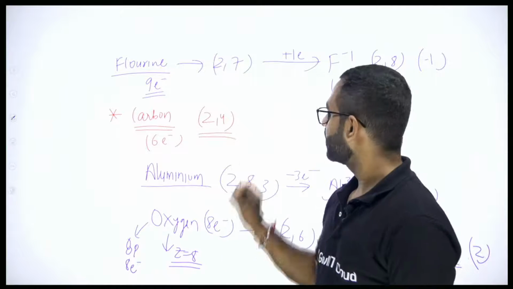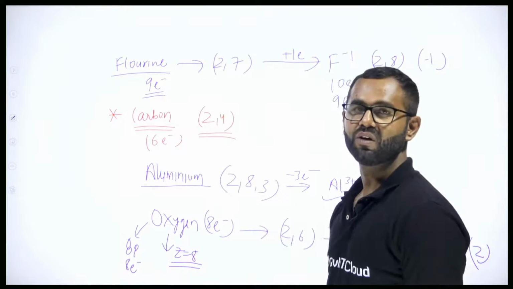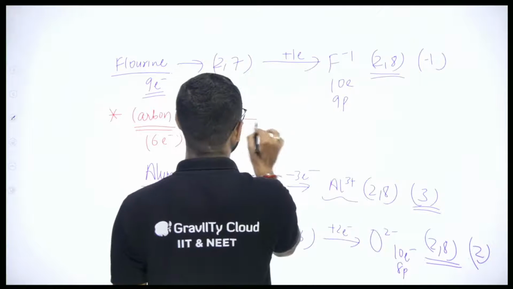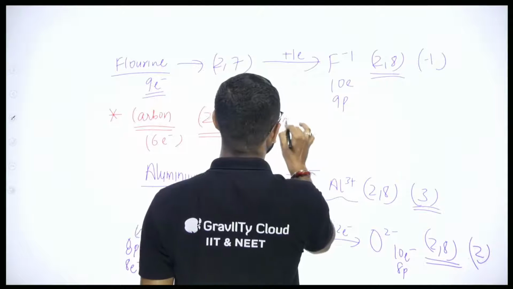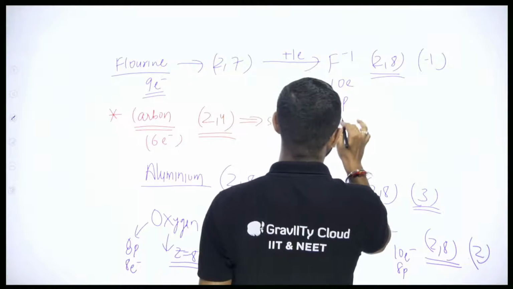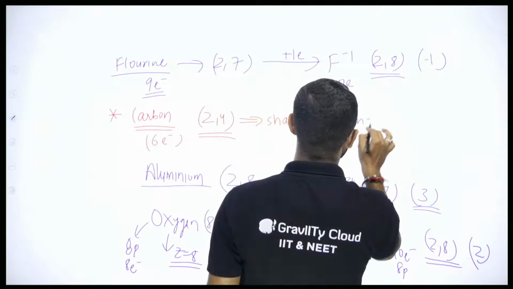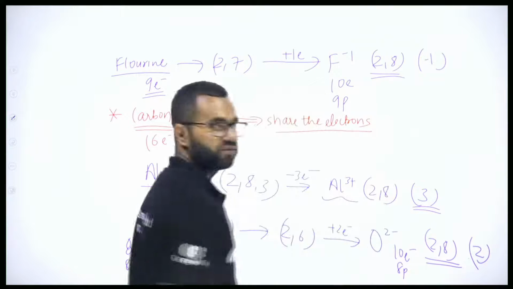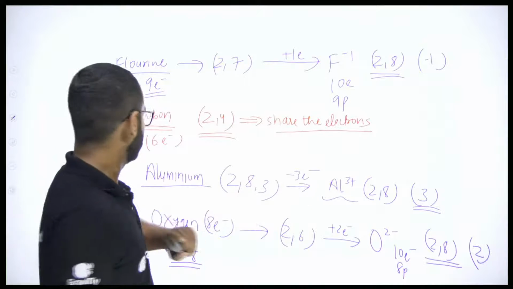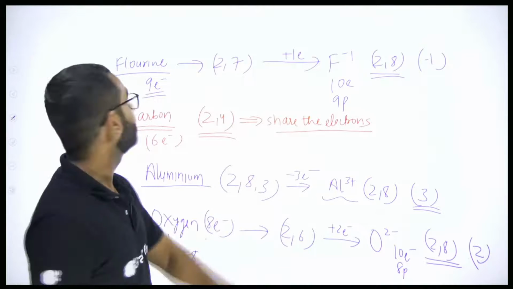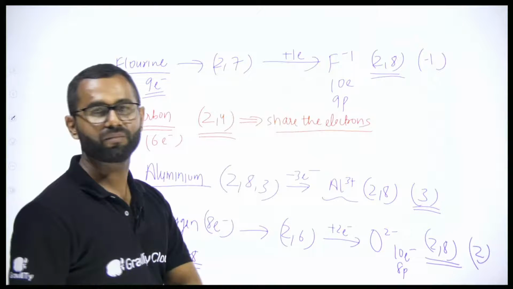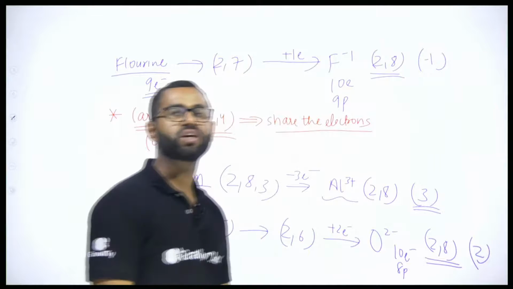Right? Carbon atom is confused. What to do? So what happened? Carbon atom decided to share the electrons. Understood? So far, aluminium is losing the electrons, oxygen is gaining the electrons, fluorine is gaining the electron, carbon atom is sharing the electron.